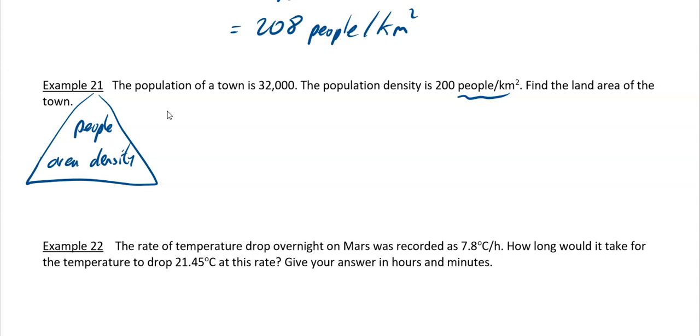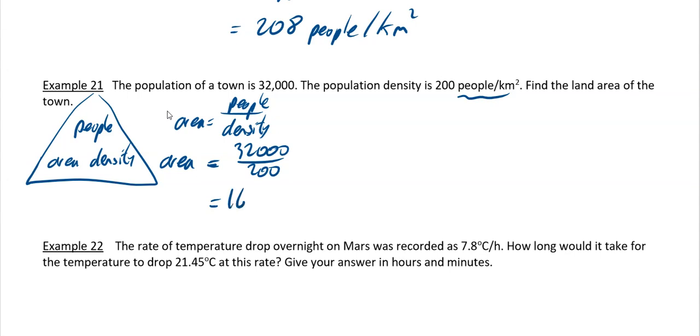So in this case, it says find the area, the land area of the town. So we'll just say area is going to be equal to the people divided by the density. People, we could have written population instead, might have been a better way of saying it. So we've got our area is equal to our number of people, which is 32,000, divided by our density, which is 200. And if you do that, you're going to get 160, and the units are going to be kilometers squared.